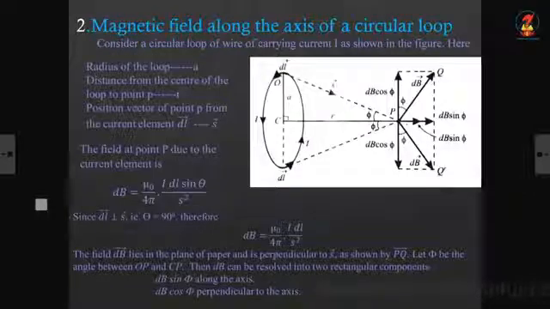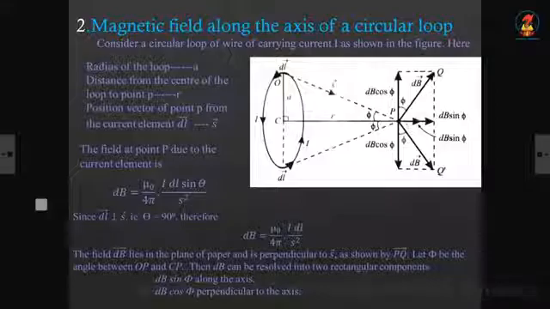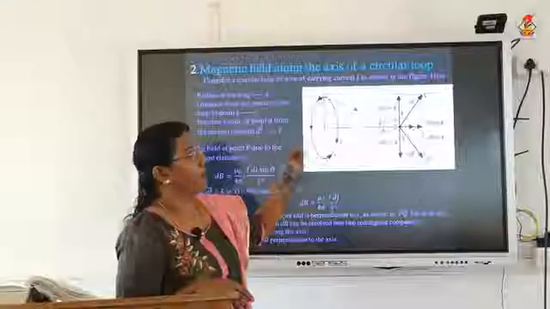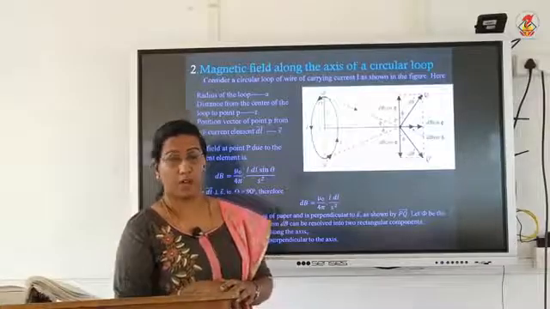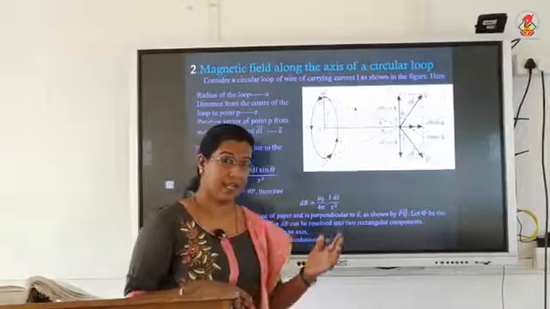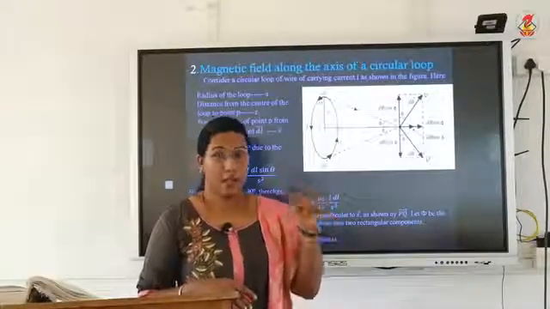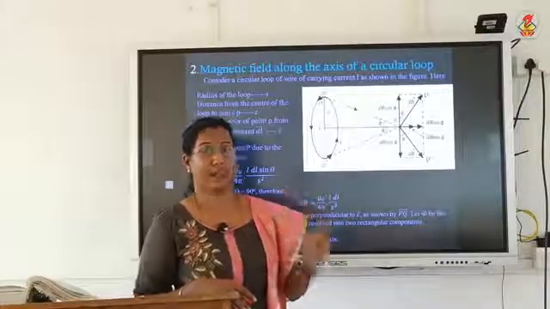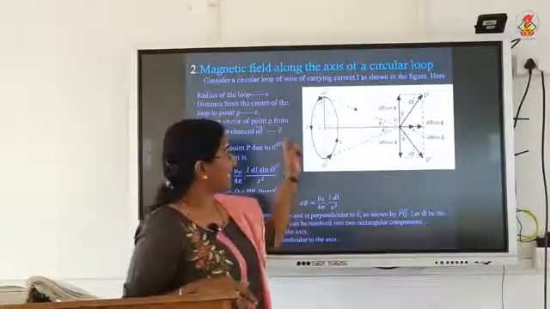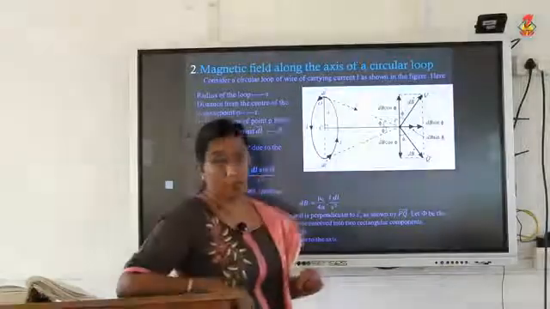Next we are going to find the magnetic field along the axis of a circular coil using Biot Savart's law. In the first case we found the magnetic field at the center of a circular coil using Biot Savart. Now we are going to find the magnetic field along the axis of a circular current carrying loop.